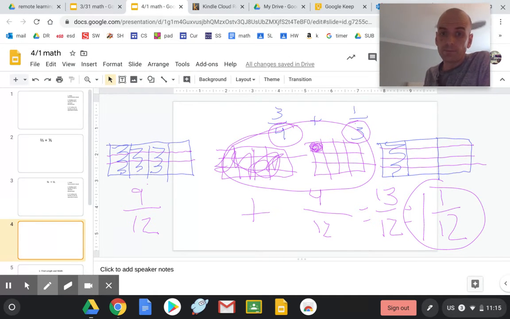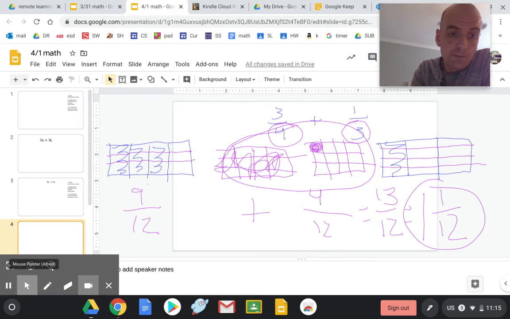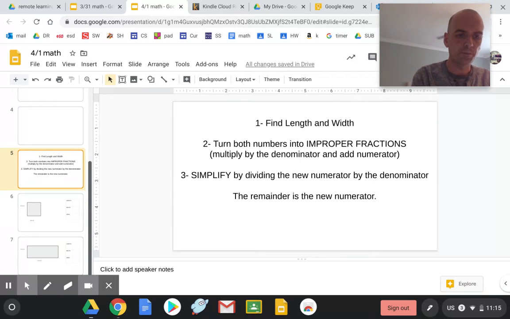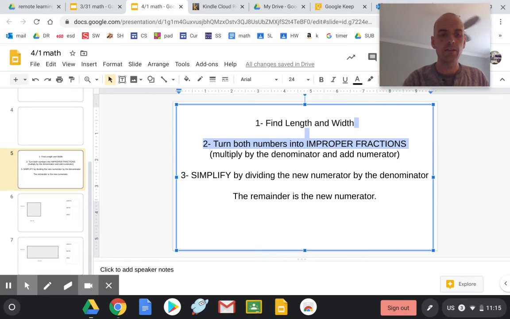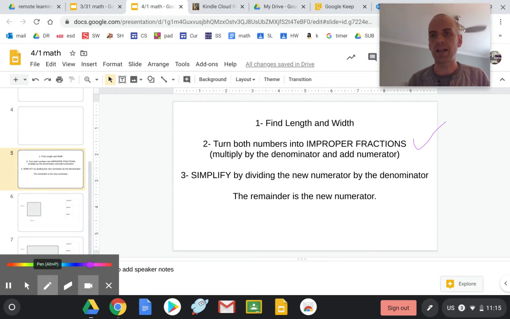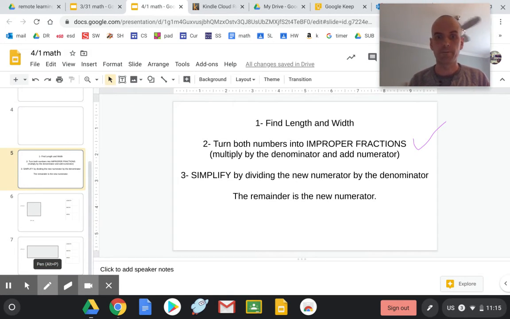All right. Now, moving on, also with fractions, continuing finding area of shapes where 2 of them actually have fractions. So remember our steps from yesterday. We are going to turn both numbers into improper fractions. It's not the only way to do it. It's just the easiest way to do it. The least amount of work. And it's still a lot of work.